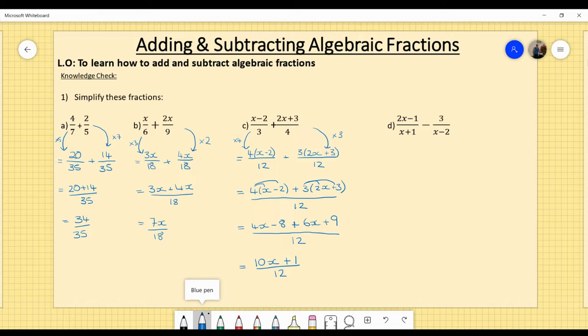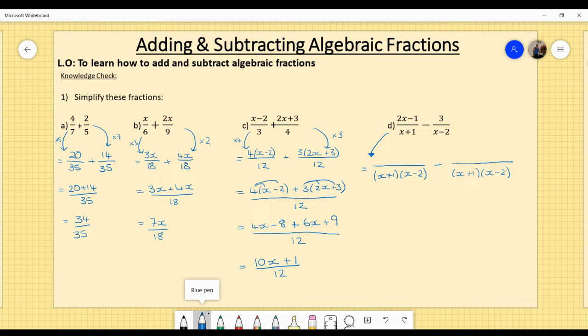So to have a common denominator using x plus 1 and x minus 2, I will need to multiply those two denominators together. So I'll have x plus 1 and x minus 2 as the denominator on the first fraction, take away x plus 1 and x minus 2 on the second fraction. All right, now it works the same way whether you've got add or subtract. So this one is a subtract question. There's just one slight difference when you come to simplifying at the end.